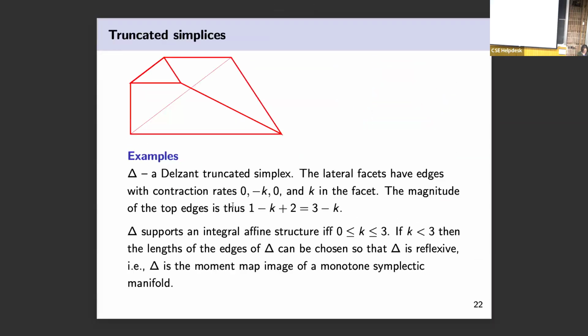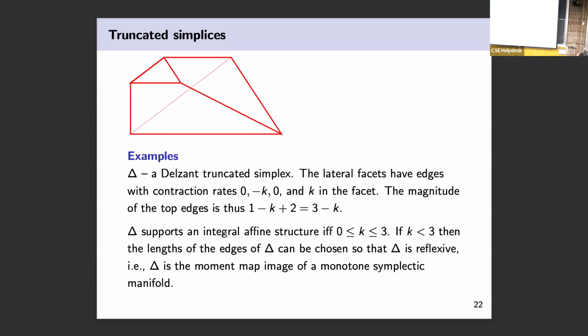Okay, so just some Delzant examples. If you take a simplex, not necessarily a standard one, so I'm letting the facets look like Hirzebruch surfaces, say. As polygons, they'll have contraction rates 0, -k, 0, and k as you go around. I've lopped off the summit of the simplex, and it's that top edge that constrains whether this can support an integral affine structure or not. Because I had to have non-negative magnitude, and if you calculate the magnitude of that edge at the top, it turns out to be 3 minus k. So I have to have that k is less than or equal to 3.